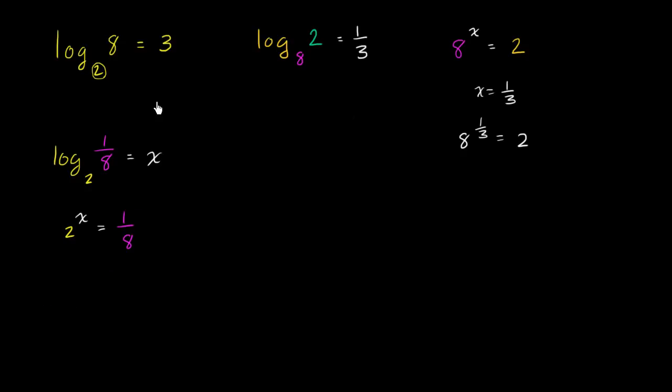Well, we know 2 to the third power. Let me write this down. We already know that 2 to the third power is equal to 8. If we want to get to 1/8, which is the reciprocal of 8, we just have to raise 2 to the -3 power. 2 to the -3 power is 1 over 2 to the third power, which is the same thing as 1 over 8. So, if we're asking ourselves, what exponent do we have to raise 2 to get to 1/8? Well, we have to raise it to the -3 power. So x is equal to -3. This logarithm evaluates to -3.